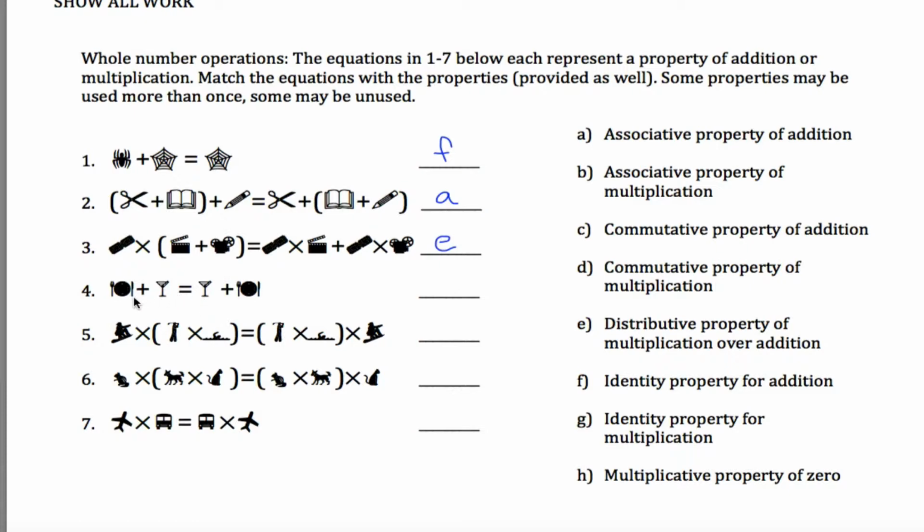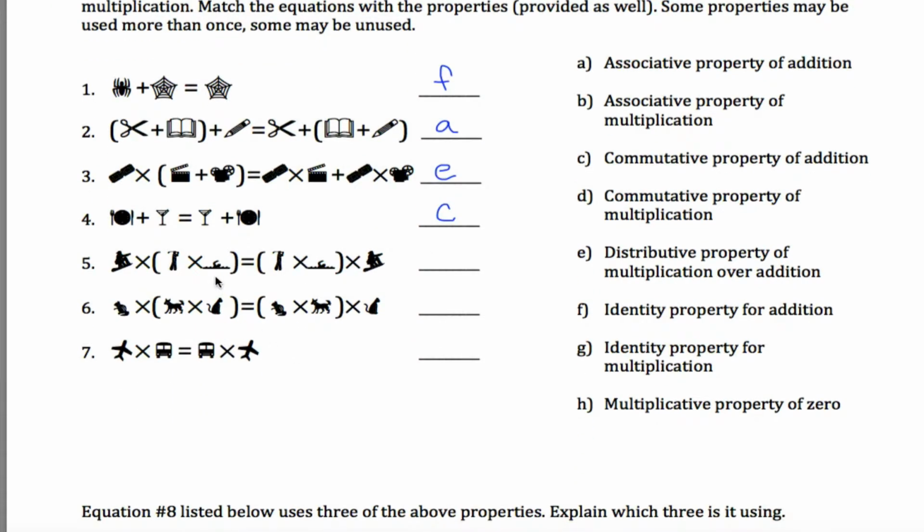This one says that when you add together dinner and a drink, you get the same thing as when you add together a drink and dinner. In other words, the order that you add things doesn't matter. That's the commutative property. And in this case, since there's a bunch of addition going on, it's the commutative property of addition, C.